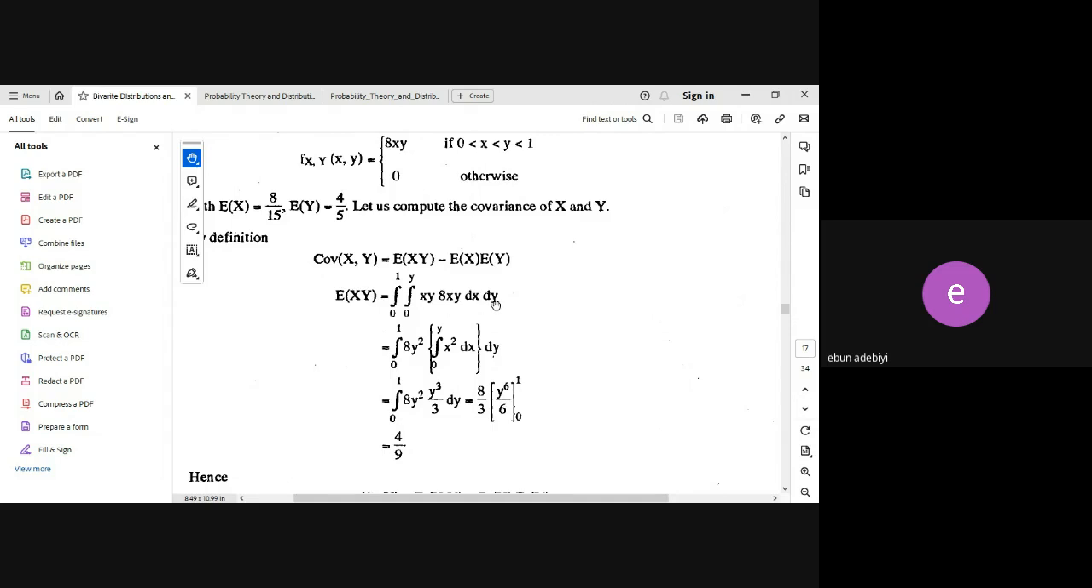Maybe there's more to it, because I could have said 0 to y and then integral 0 to 1. I'm sure if you compute it either way, it's going to give you the same value. So the first one is 8y squared.